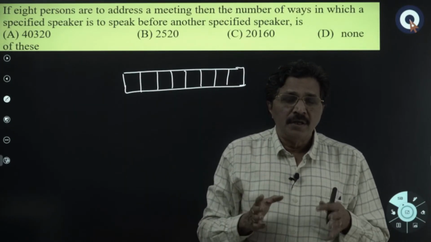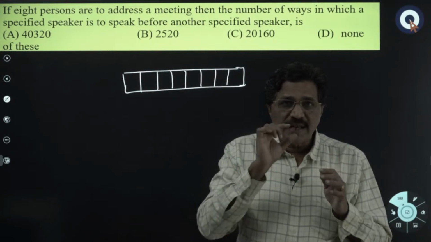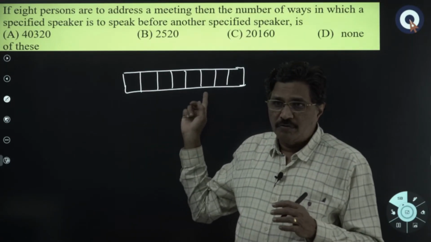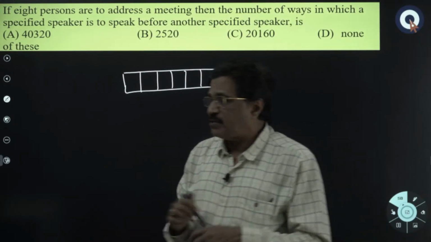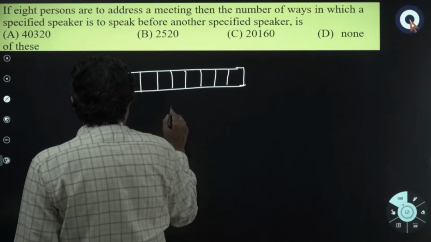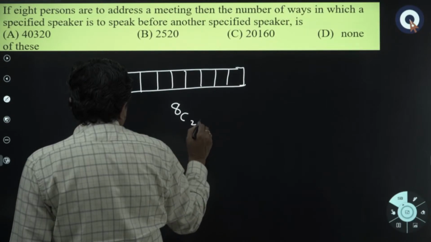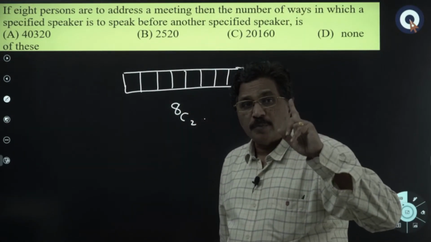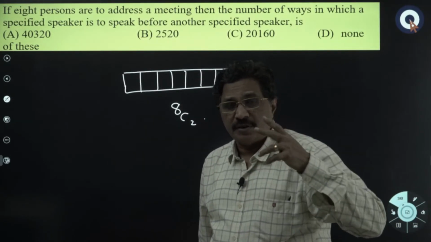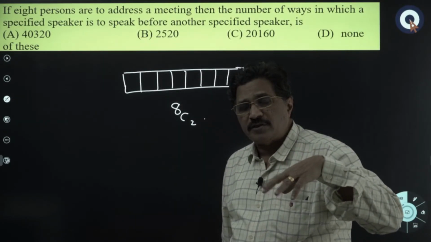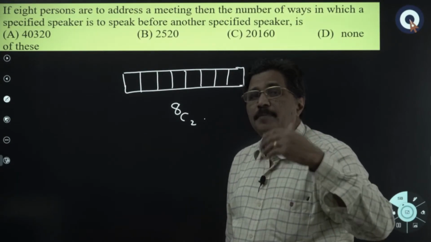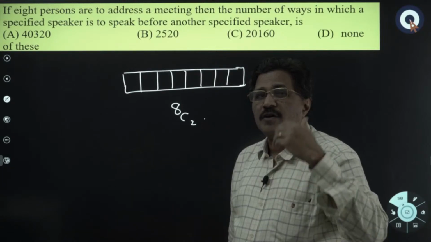So for this, what you can do is first select any 2 positions out of the 8 positions. So any 2 positions of the 8 positions can be selected in 8C2 ways. So whenever you select 2 positions, one position comes first and the other position comes next. Whatever the position that comes first, let A take that, and whatever the position that comes next, let B take it, so that A is always before B.